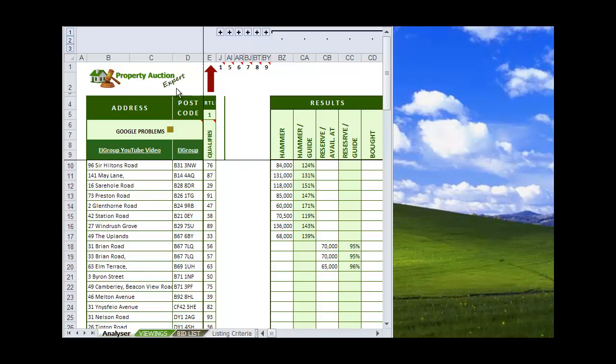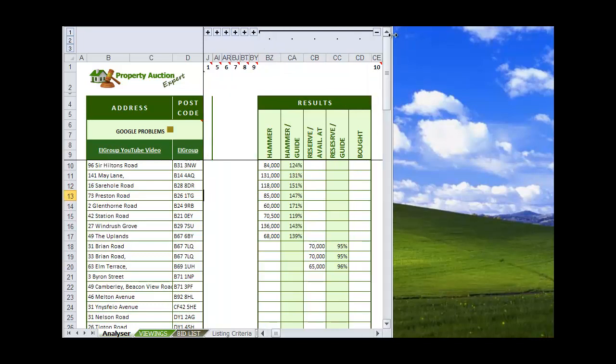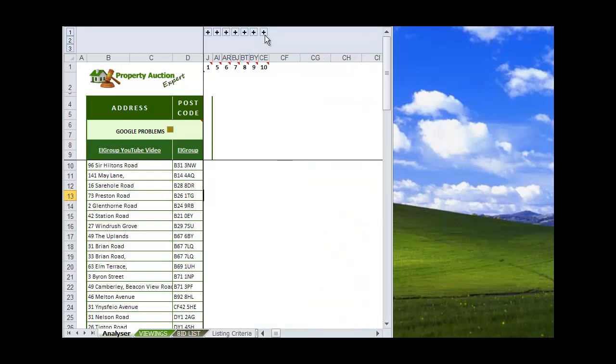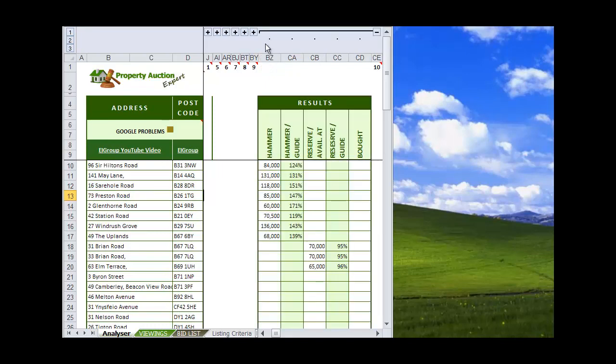And now we're looking at results, which is the last tab that you can open. Let me just show you that. Close the tab down. It's the last tab, number 10, results. Open this tab up, and here we have it. The hammer prices go in here, the hammer guide ratio, which I'll come back to in a minute, the reserve or available at prices, the reserve ratio again, and whether you've bought the property or not.